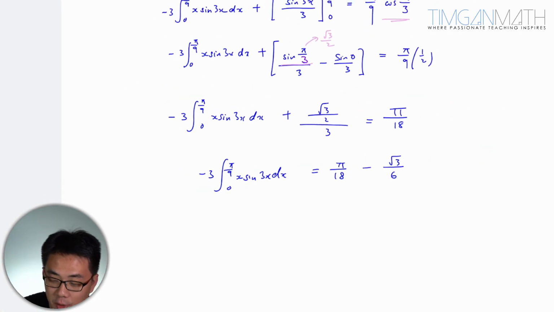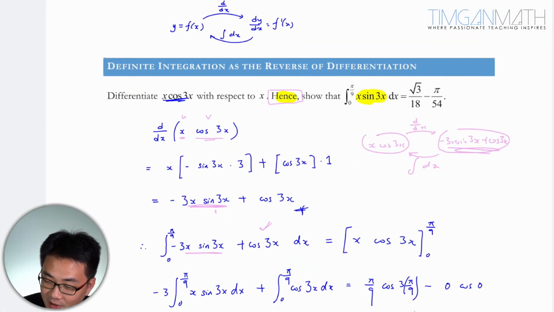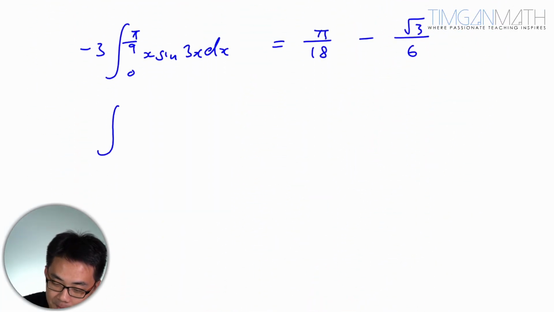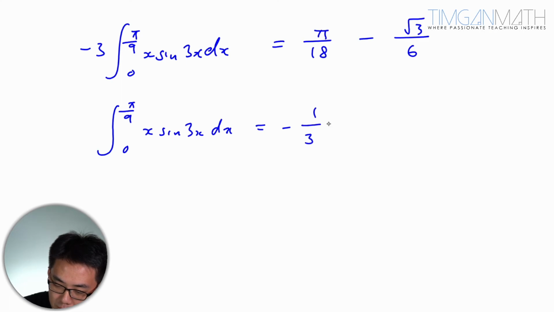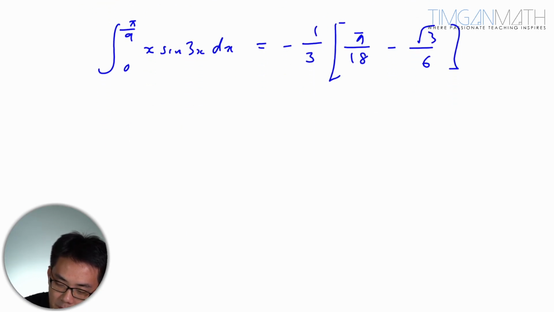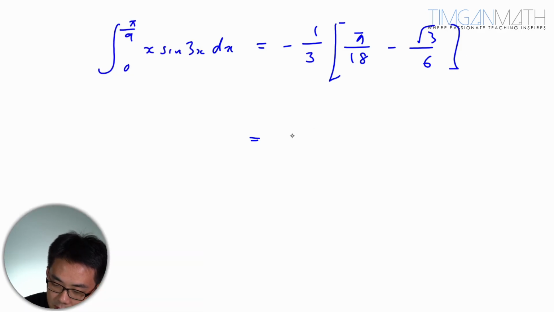Because this is a show-that question, we can straight away tell whether the answer is correct. Yes, so there you go. Divide by negative 3, and so 3 times 18 will be negative 54. So this is root 3, 18, 54.